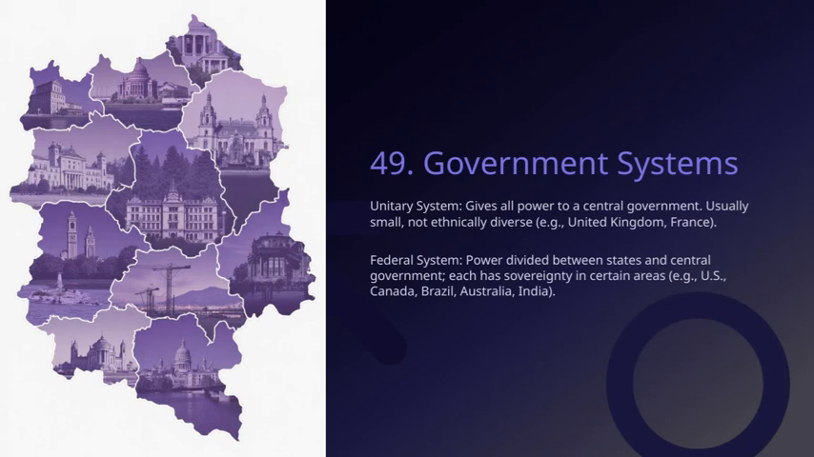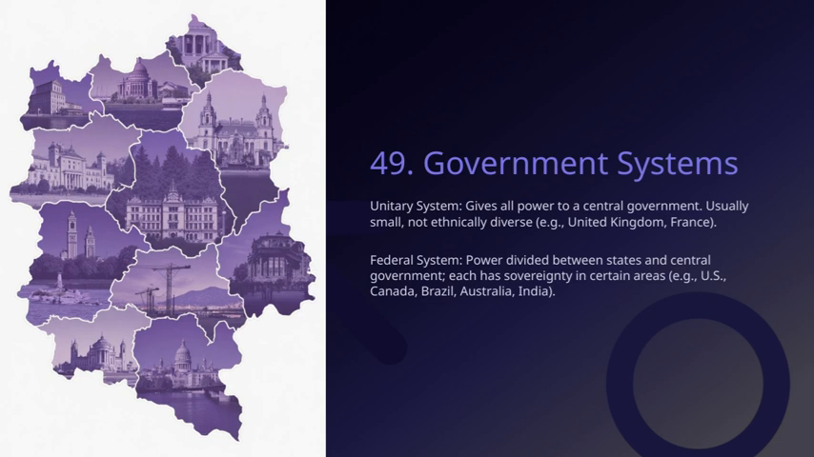Let's take a closer look at the federal system. In this setup, power is divided between the states and the central government. Each level has sovereignty in certain areas, meaning they can make decisions independently within their own spheres. Countries like the United States, Canada, Brazil, Australia, and India operate under this system. It's a way to balance power and prevent any one level from becoming too dominant.